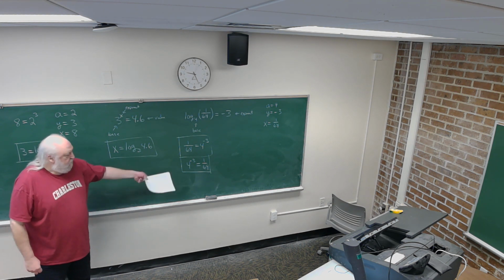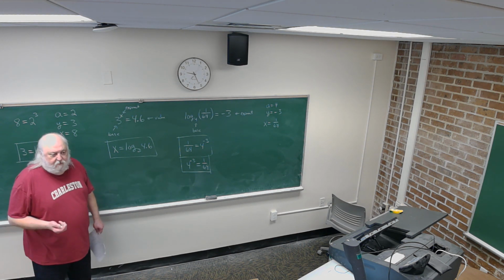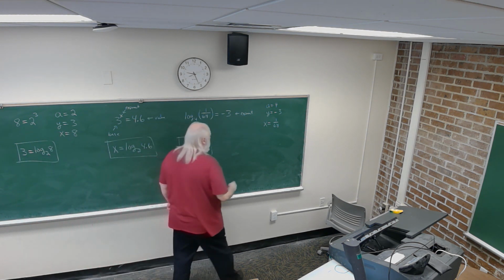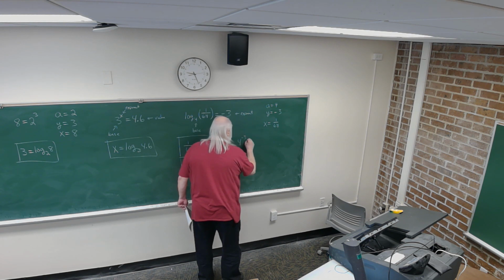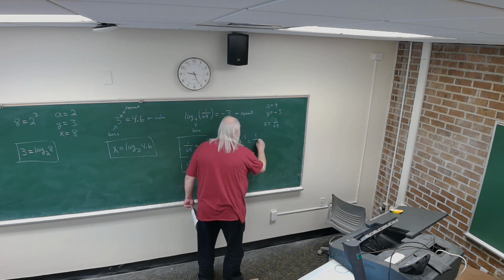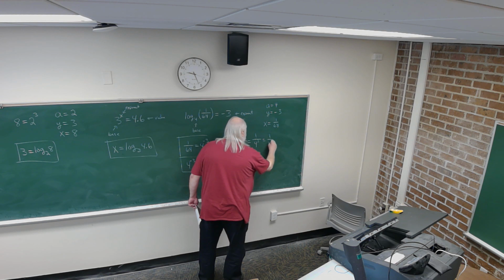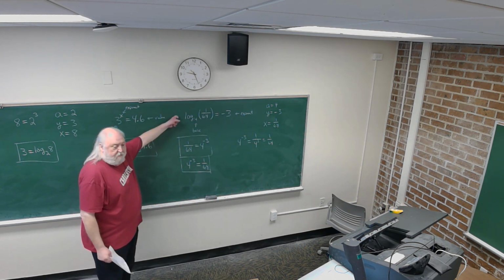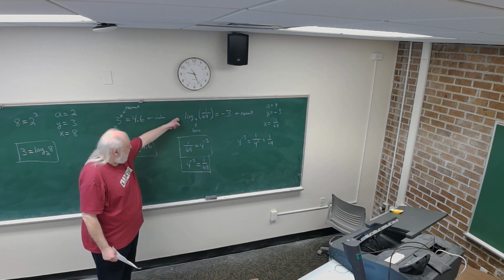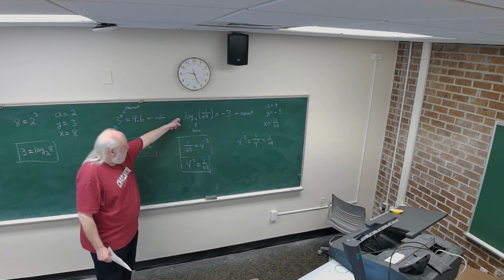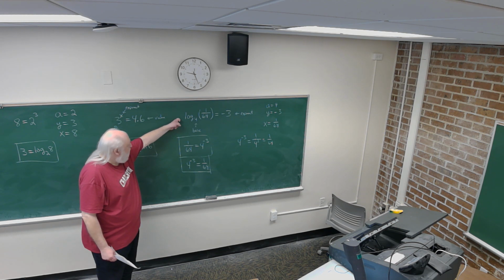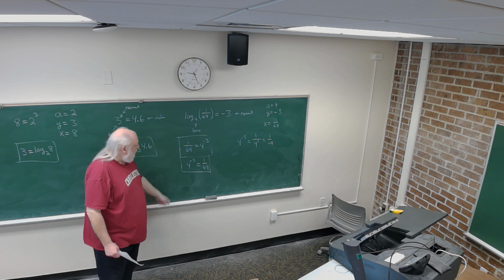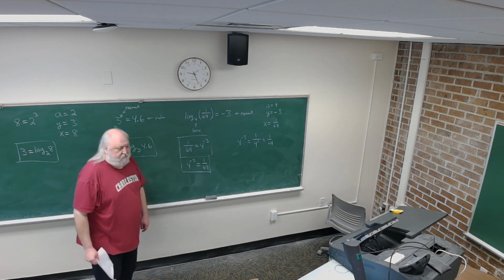Is that a true statement? Is 4 to the minus third power equal to 1/64? Yeah, because 4 to the minus 3 is equal to 1 over 4 cubed, and 4 cubed is equal to 64. So this is a true statement. The equivalent exponential statement to this logarithmic statement is 1/64 equals 4 to the minus 3 power, or 4 to the minus 3 power is equal to 1/64.